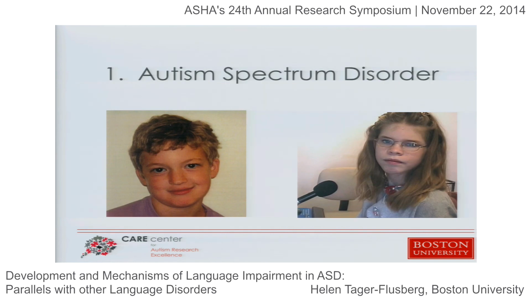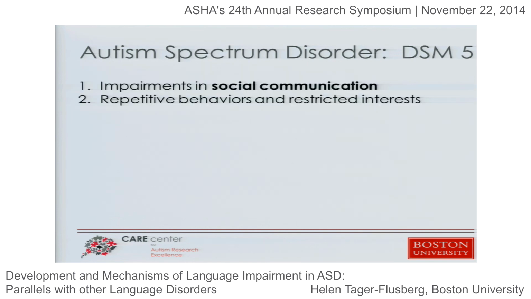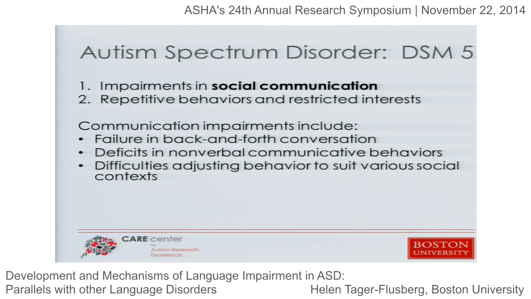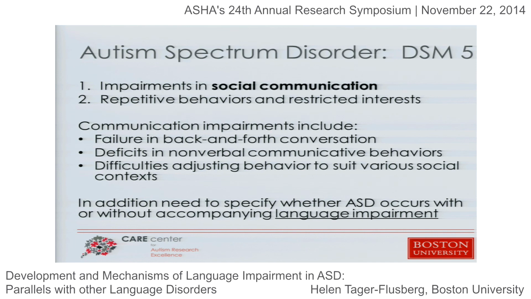Okay, let me start by talking about autism spectrum disorder, and I'm going to focus on DSM-5. We now have 2 broad domains in which we identify impairments: social communication, and secondly, repetitive behavior and restricted interests. The communication impairments, the examples that are included in the symptom list in DSM-5, include failure in back and forth conversation, deficits in nonverbal communicative behaviors, and difficulties adjusting behavior to suit various social contexts. And here we could think about communication or language within social contexts. In addition, in DSM-5, we now need to specify whether ASD occurs with or without accompanying language impairment. So it's clearly acknowledged that not all kids with autism have what I'd call formal or structural language impairments, though they all have social communication or pragmatic deficits.